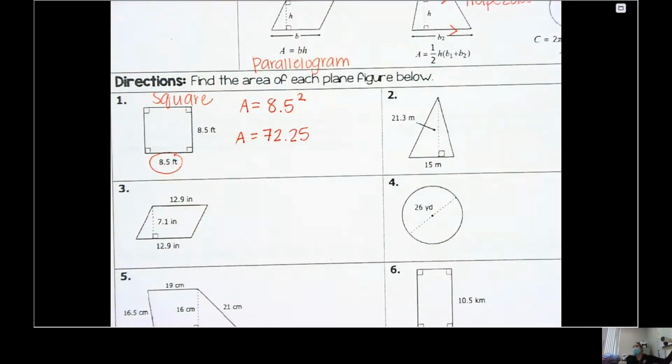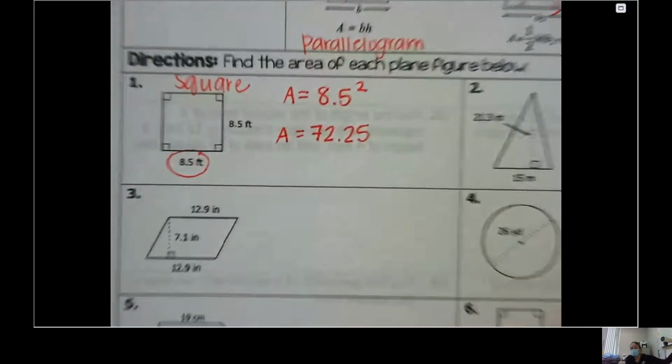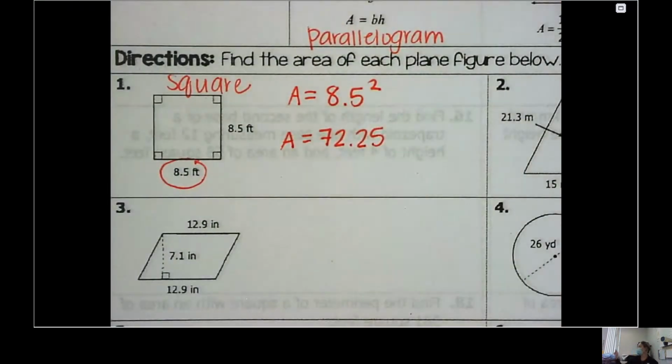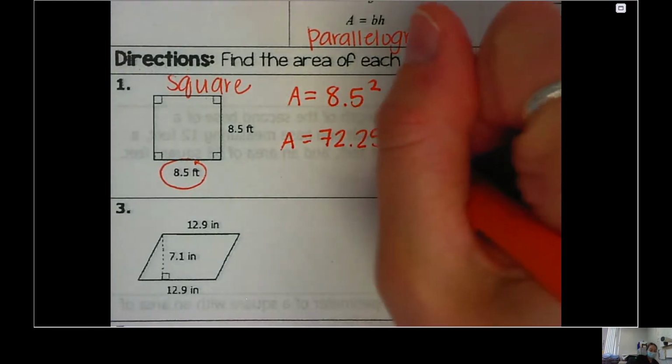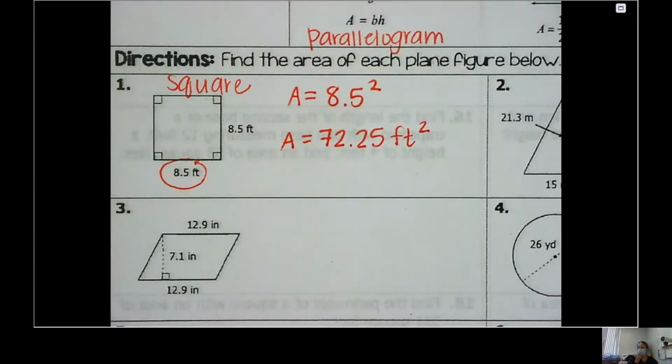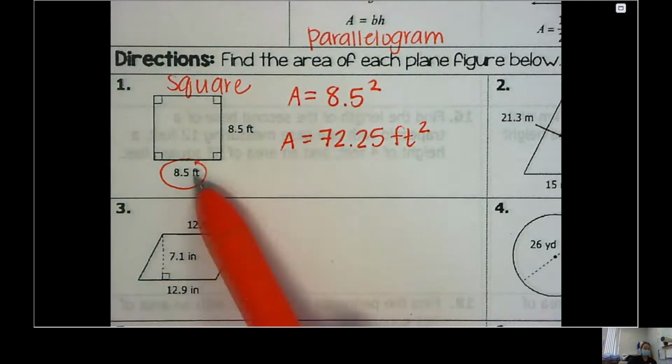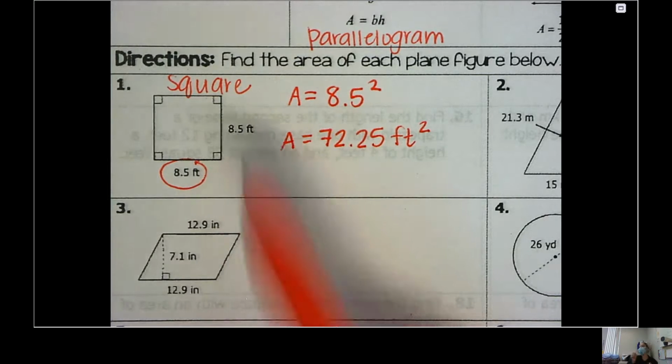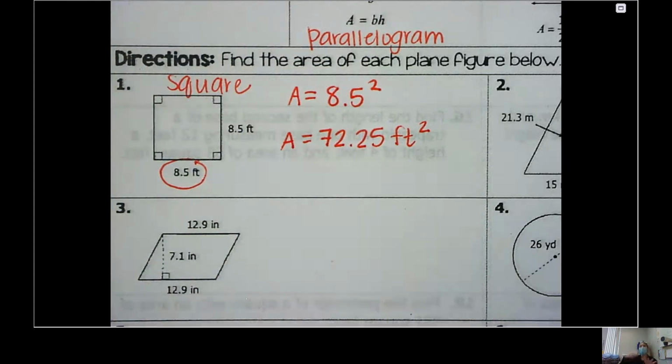Now, the only thing I have to do is I have to label it. So I need some kind of unit afterwards. What's the unit going to be for this problem? It's not just feet. It's feet squared. So whenever we do area, think about it like this. You just multiplied feet times feet. That gives you feet squared, right? If I did X times X, that gives me X squared. Feet times feet gives me feet squared.